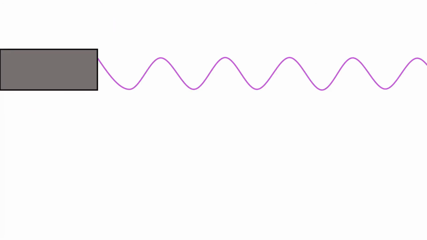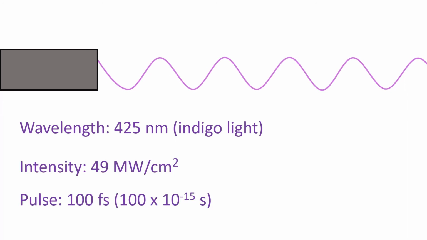In his experiments, M13 bacteriophages could be inhibited with light of a wavelength of 425 nanometers being pulsed at 100 femtoseconds, and for reference, a femtosecond is 10 to the minus 15 seconds, so these are incredibly fast pulses, and at an intensity of 49 megawatts per centimeter squared. Well, this seems like a very fun way to prevent and cure diseases.